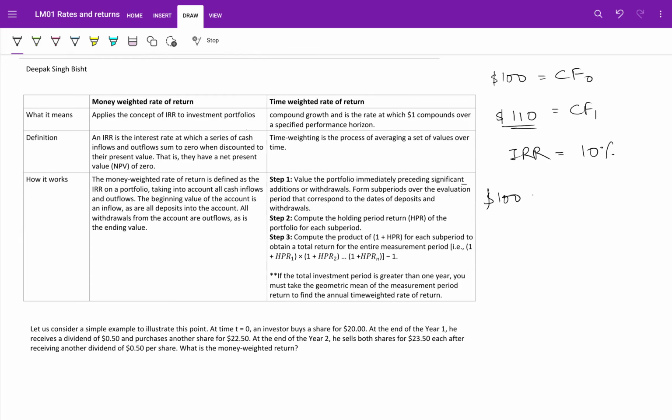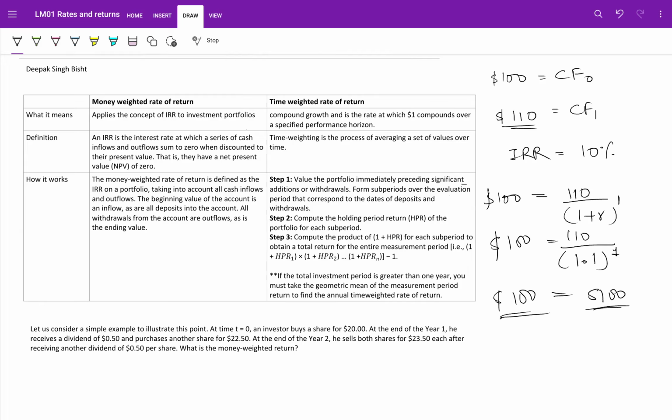$100 is equal to 110 divided by 1 plus R to the power 1, and here the rate R is 10%. So 1.1 to the power 1. After solving everything, 100 is equal to 100, and this is our internal rate of return. So the net present value of the cash flows is zero. This exact calculation can be done using our calculator also, which will save us a great deal of time.